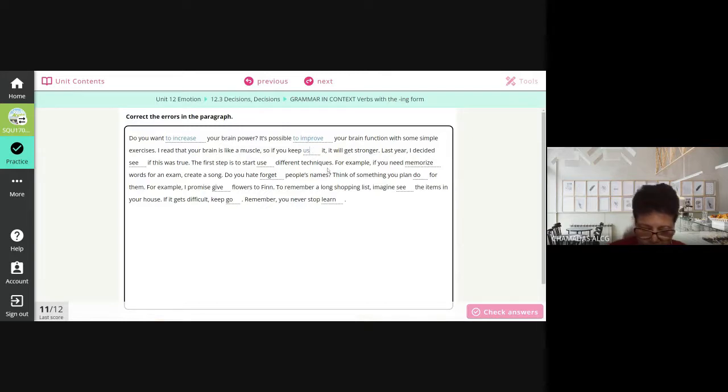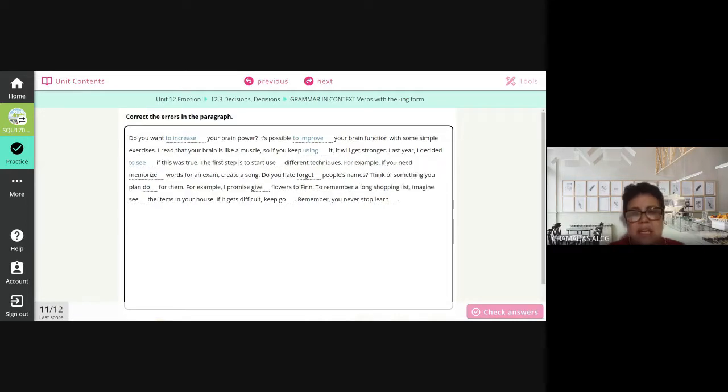So keep using, okay? I decided here to see, start using, need to memorize. You see, I don't even need to read the text. I just see the word that comes before. Hate forgetting, plan to do, promise to give. I just go like this.